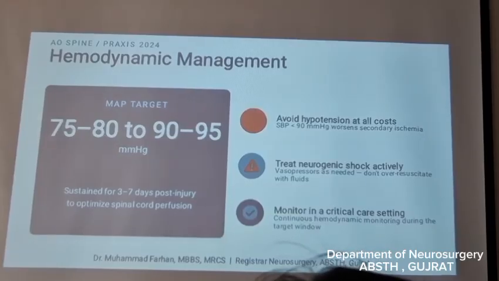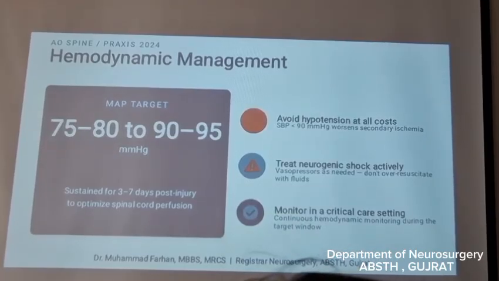Usually, the target mean arterial pressure should be 75 to 80 up to 90 to 95, sustained for 3 to 7 days post injury to optimize the spinal cord perfusion. After the edema settles, secondary injury usually slows down after these days. So we should avoid hypotension at all costs. Systolic blood pressure should not be less than 90, and treat neurogenic shock actively.